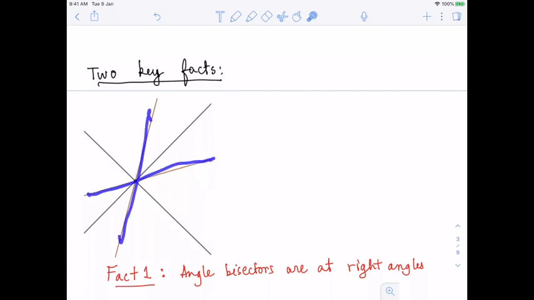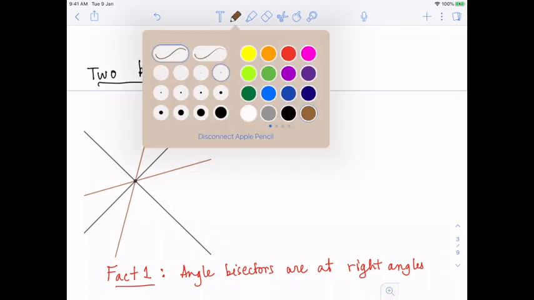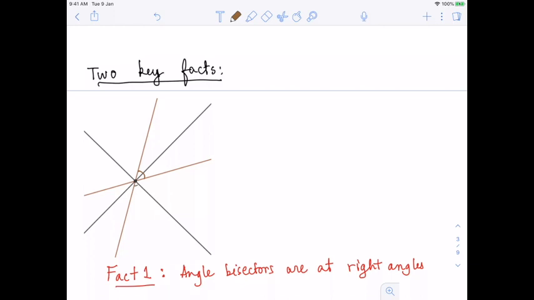Now what are they bisecting? Notice whenever you have two lines meeting, there are two angles. One angle is this one and the other angle is this guy. There are two possible angles, right? You might say there are four, but these are vertically opposite and they are equal, and these guys are vertically opposite and they are equal. So essentially there are two angles: this angle and this angle. The two black lines are bisecting those two angles.